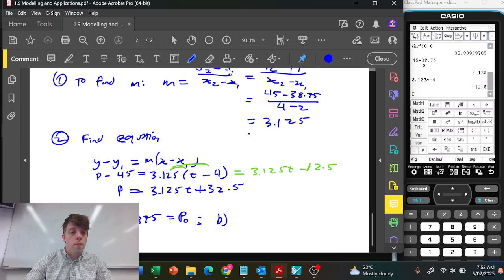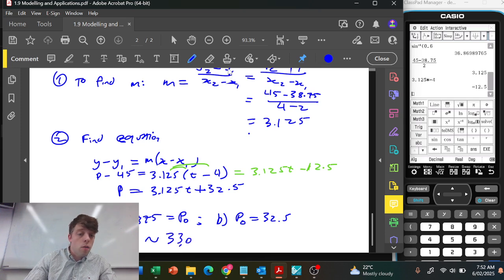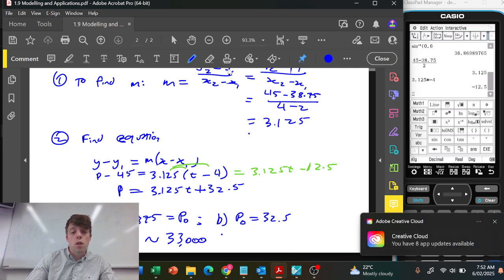And if we look at model B, which was this one here, if we substitute in T equals 0, this just becomes 0, and it tells us that P0 will be equal to 32.5. So looking at these two equations, they're both roughly the same as each other. So it looks like, according to both models, there'll be somewhere around, I guess, 33,000 bees.